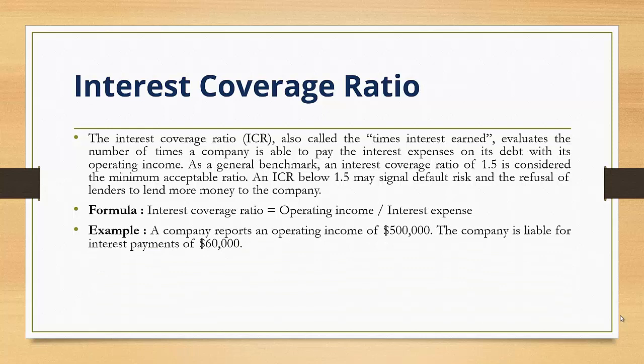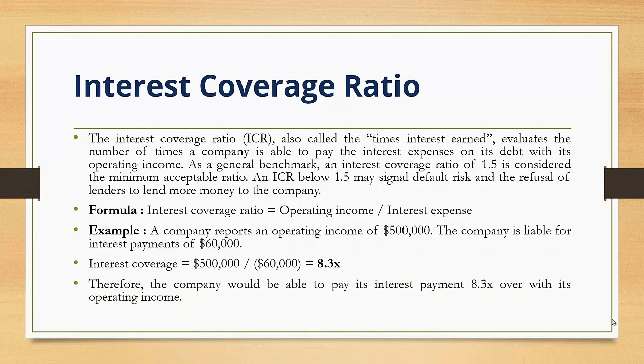Let's have a look at the example. A company reports an operating income of $500,000. The company is liable for interest payments of $60,000. So we will simply divide operating income by the interest expense. This will give us an interest coverage ratio of 8.3. Therefore, when it comes to interpretation, it means the company would be able to pay its interest payment 8.3 times over with its operating income.